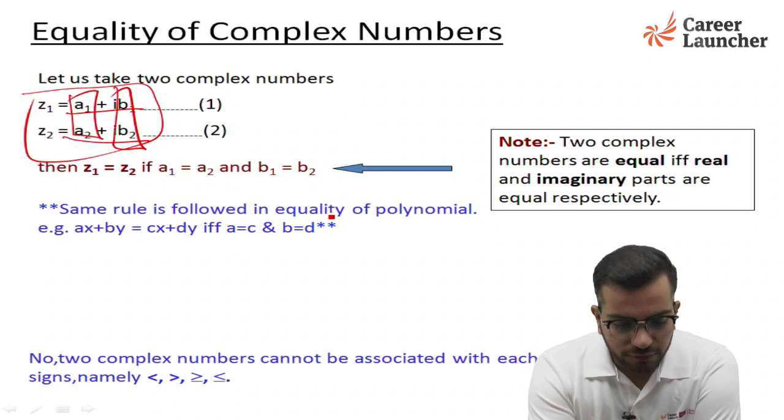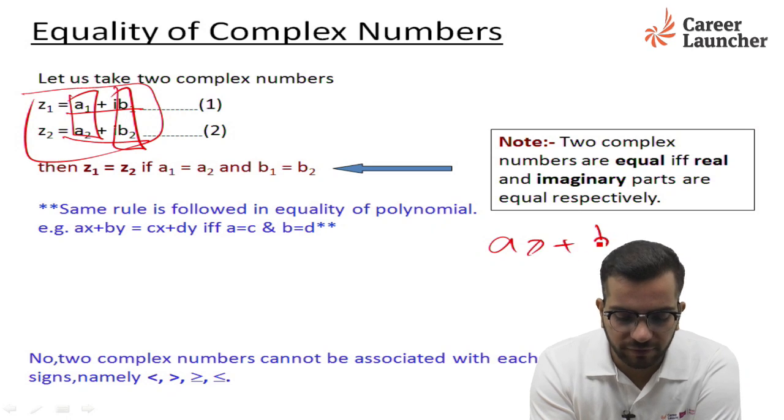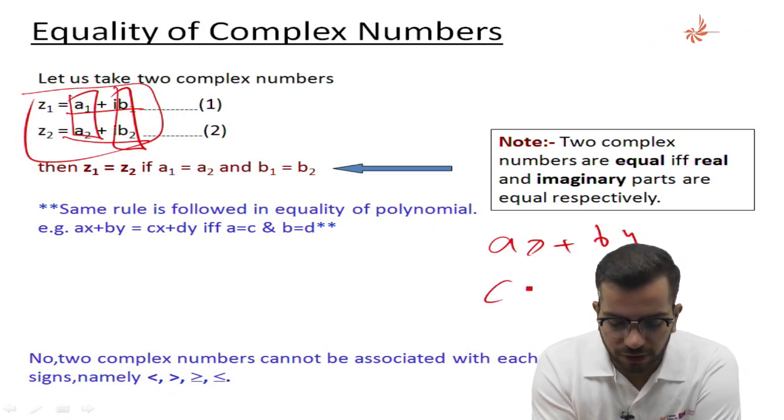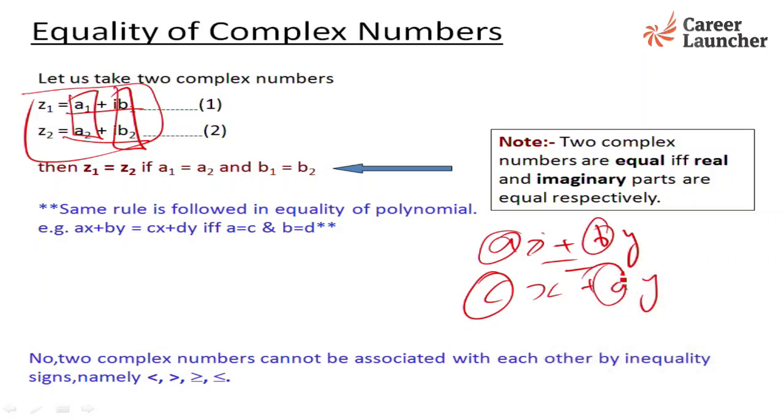Now the same rule is followed in equality of polynomials. If there is a polynomial ax plus by and another polynomial cx plus dy, and these are equal, then a should be equal to c and b should be equal to d. The same rule follows in complex number equality.